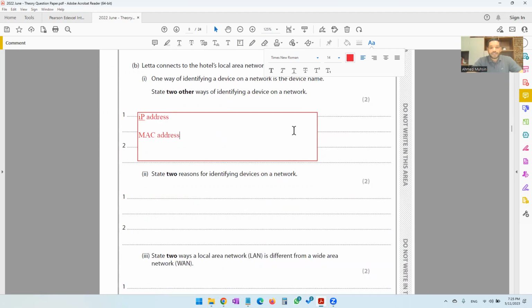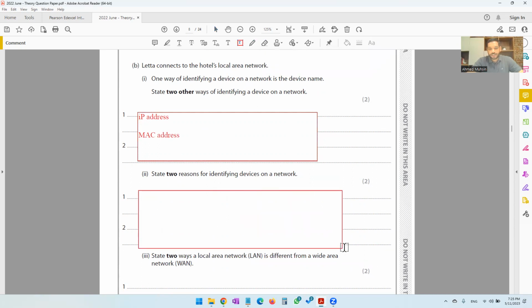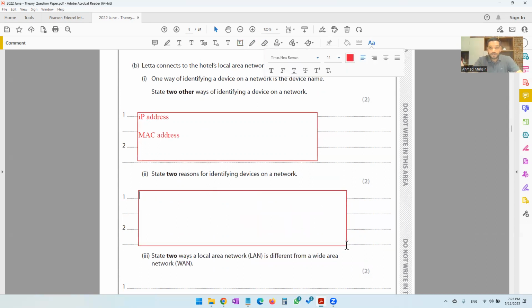State 2 reasons for identifying devices on a network. So you can say one reason is to know who is accessing the network, to know which devices are accessing the network. You can say to know which devices or users are accessing the network, or to keep track of which devices or users are accessing the network.